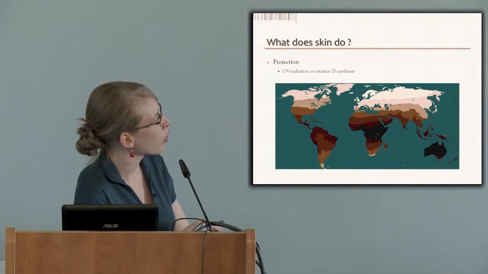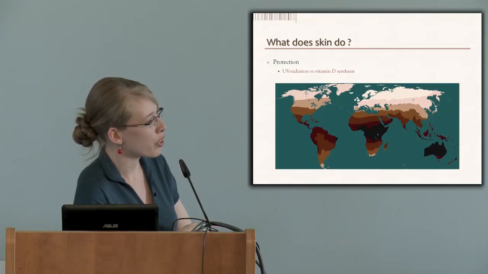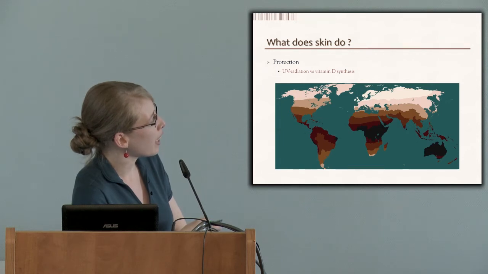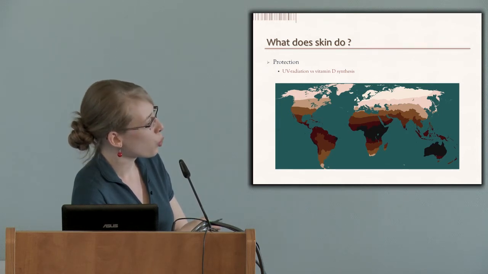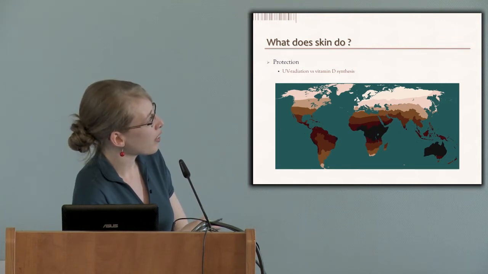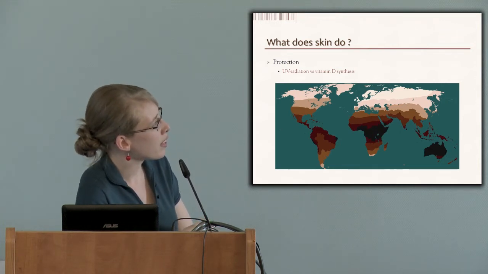In Africa, for example, there is a lot of sun during the whole day long. So they need a darker skin to protect them from this UV light, but not too dark, so that there is still vitamin D synthesis possible.